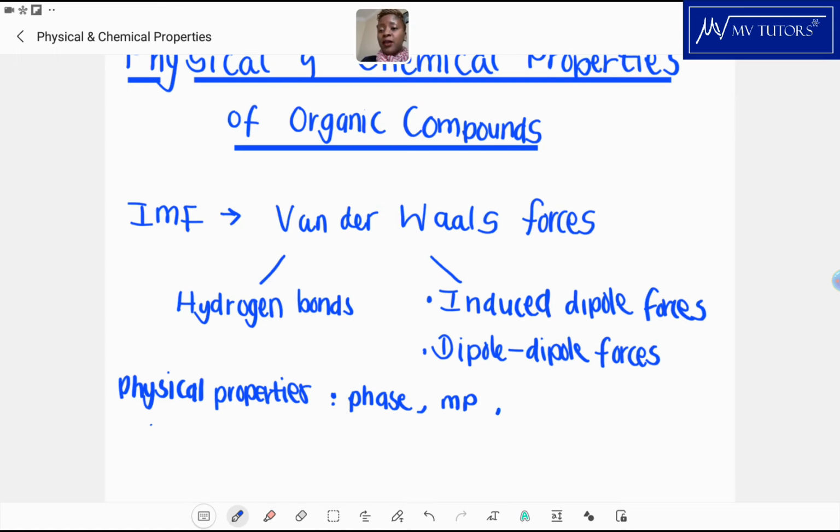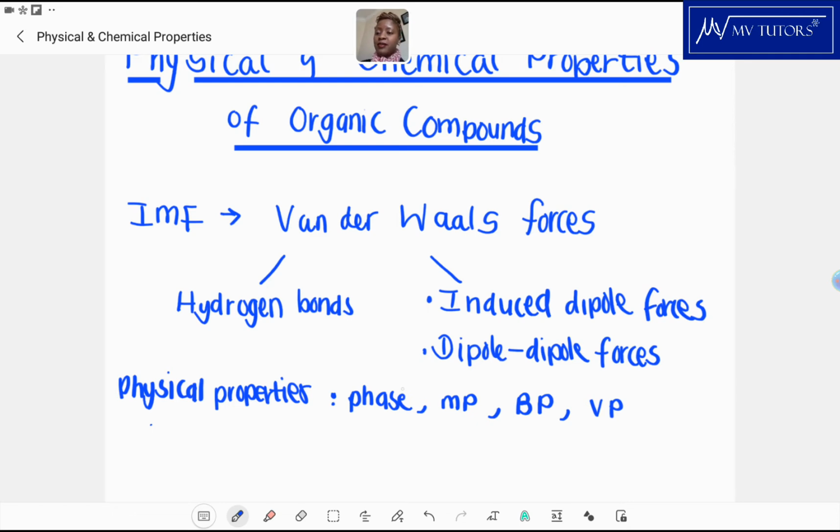Then we're going to look at boiling points, which is the temperature at which your substance goes from a liquid to a gas. We're going to look at vapor pressure, VP. Your vapor pressure is basically the pressure that you have from a gas or vapor. We normally refer to vapor as a gas. So the pressure that you get from your gas.